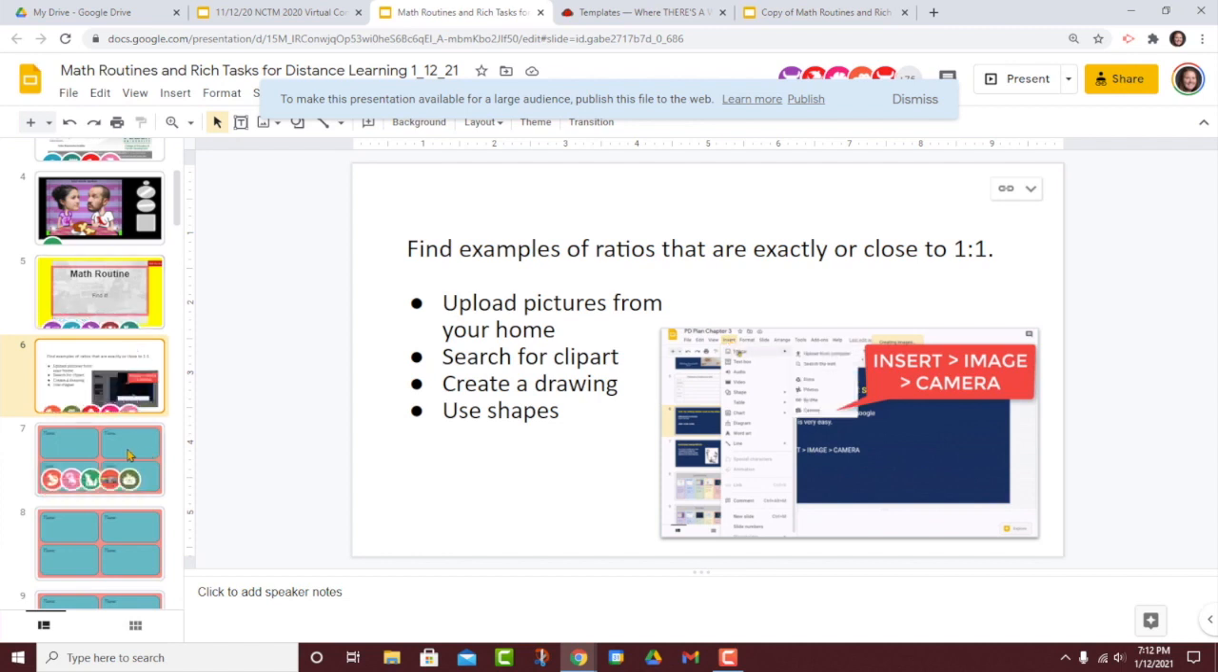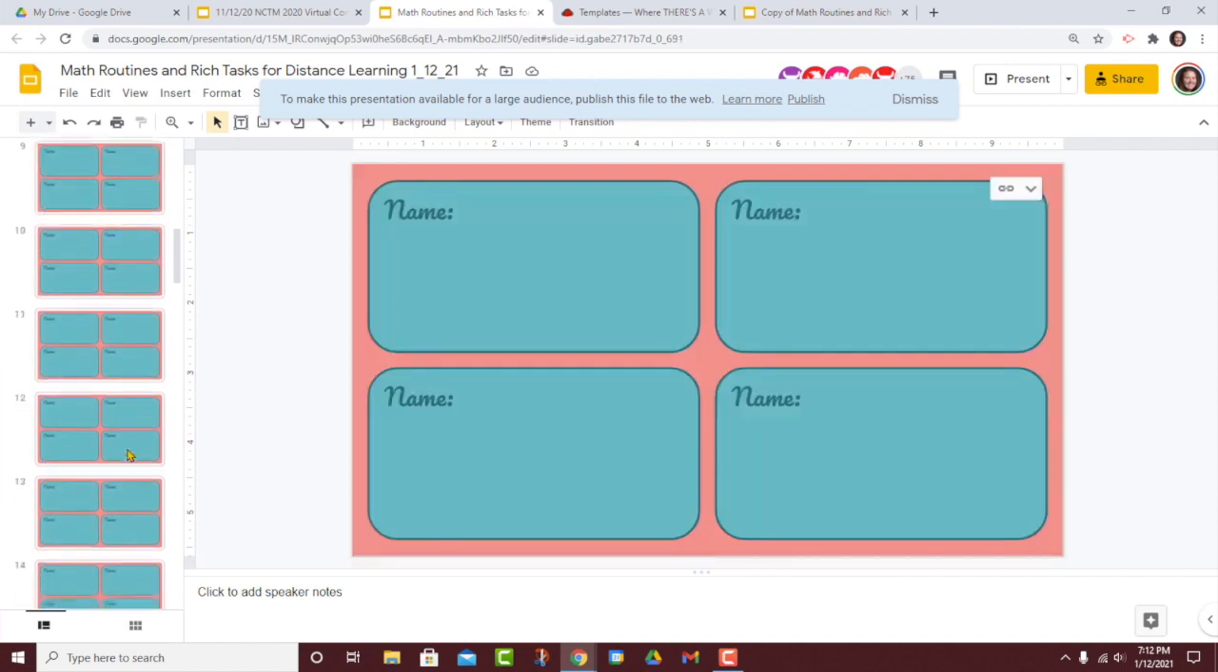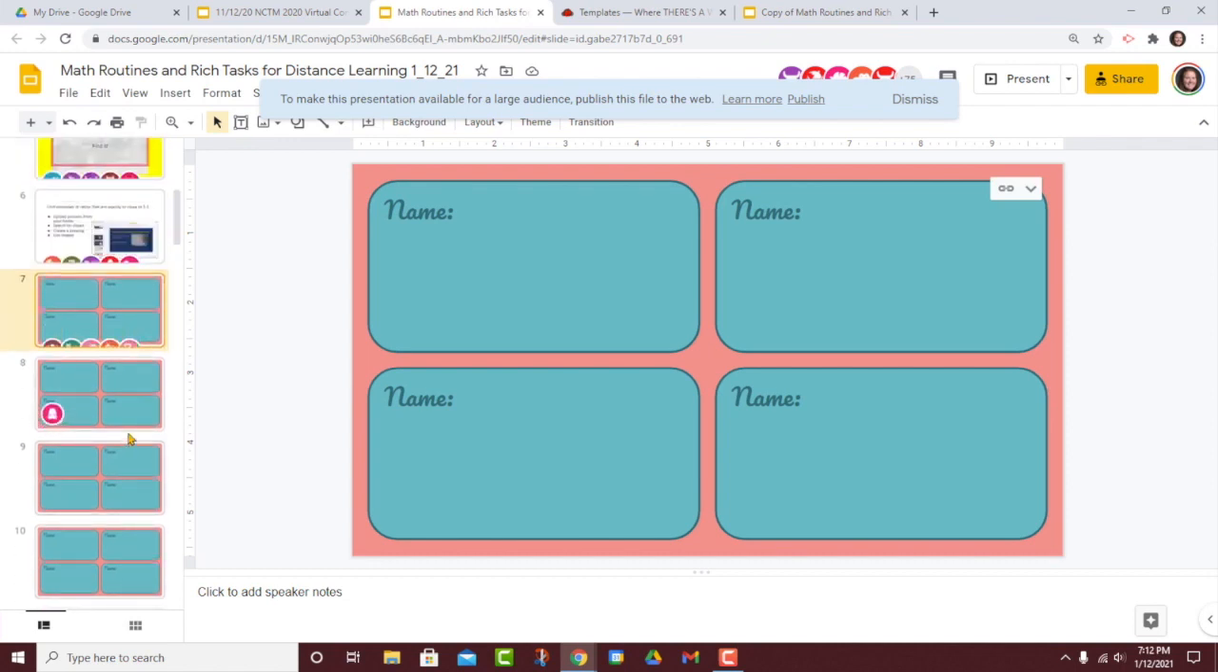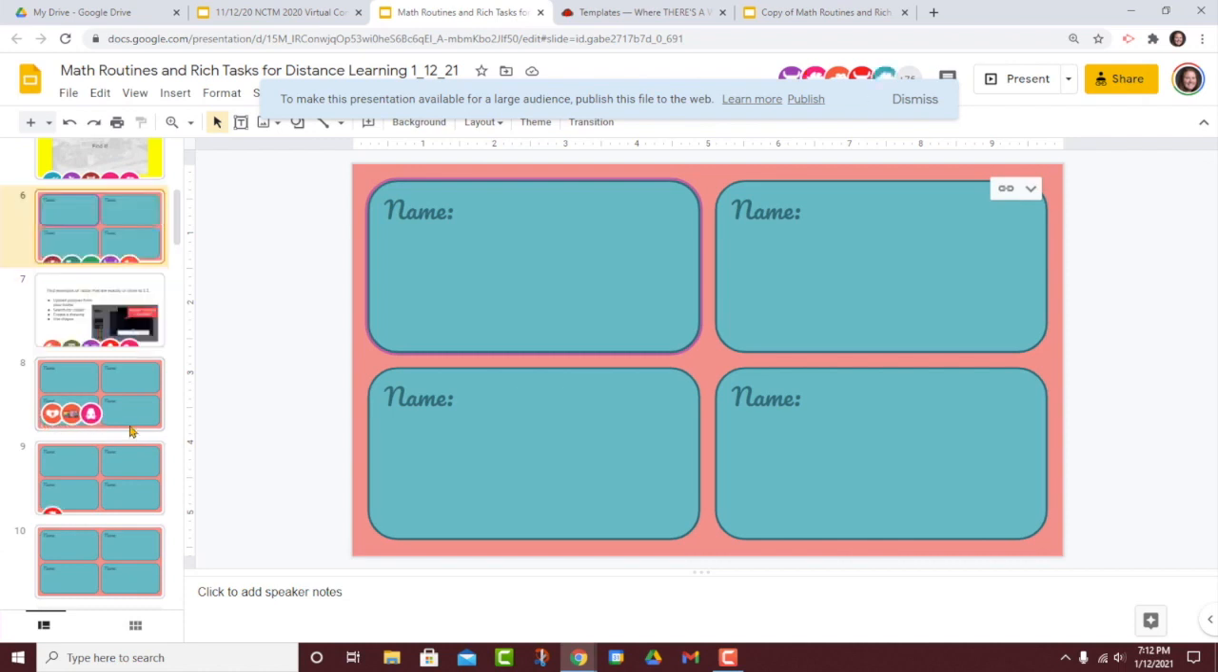You'll notice beginning on slide 7, there are lots of little boxes. These are for you to put in your own thinking. If you would like to type your name, you can. If you want to upload a picture, you can. If you're somebody who likes to use clip art, you can. If you're someone who wants to draw on your own notebook and just keep it to yourself, you can. But I'd love to see, what are you thinking about a 1-to-1 ratio?